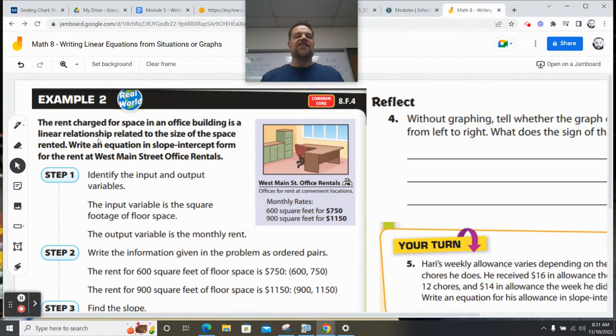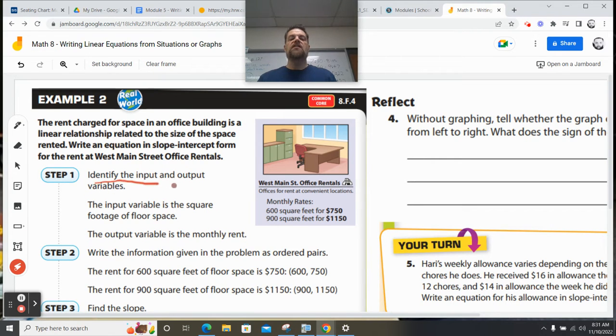So calm down. It says, for example 2, the rent charge for space in an office building is a linear relationship related to the size of the space rented. Write an equation in slope-intercept form for the rent at the West Main Street office rentals. We're just going to go through this, and then we'll have some questions at the end.